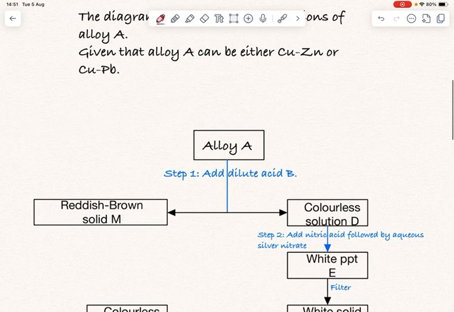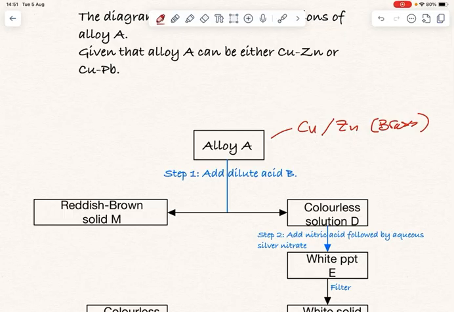So, back to this question. Alloy A can be copper and zinc, which is your brass, so you may want to remember this. And of course it can also be copper-lead, also known as leaded copper. Leaded copper is normally used for anti-friction applications, those kinds of bearings.